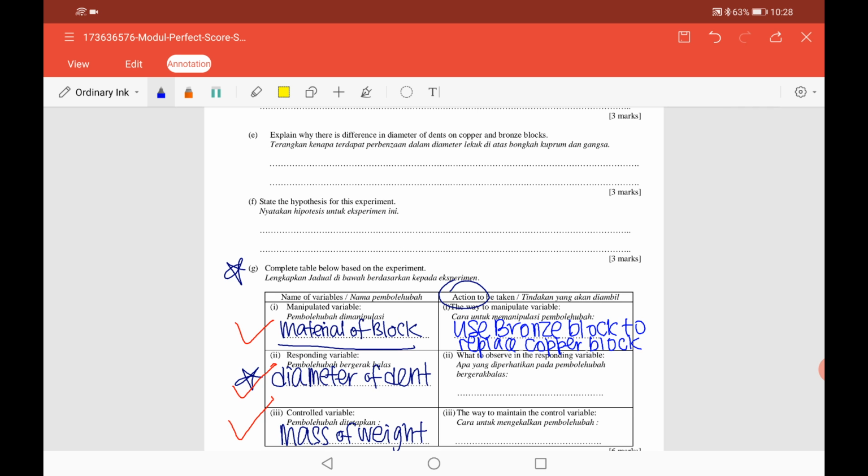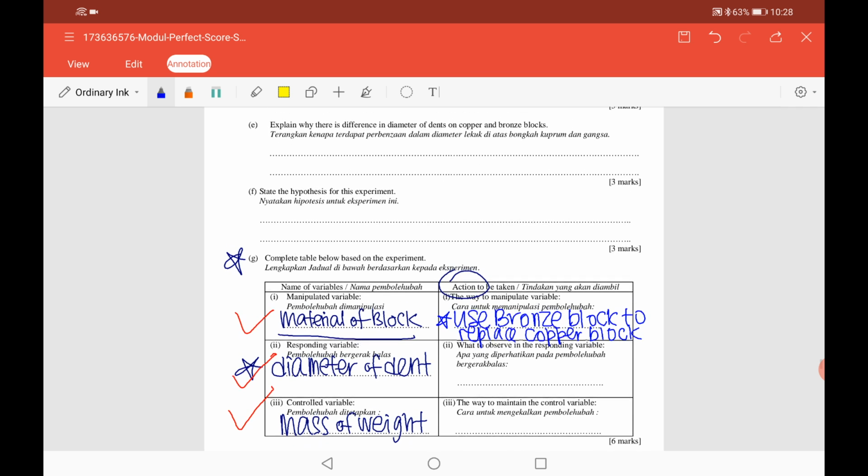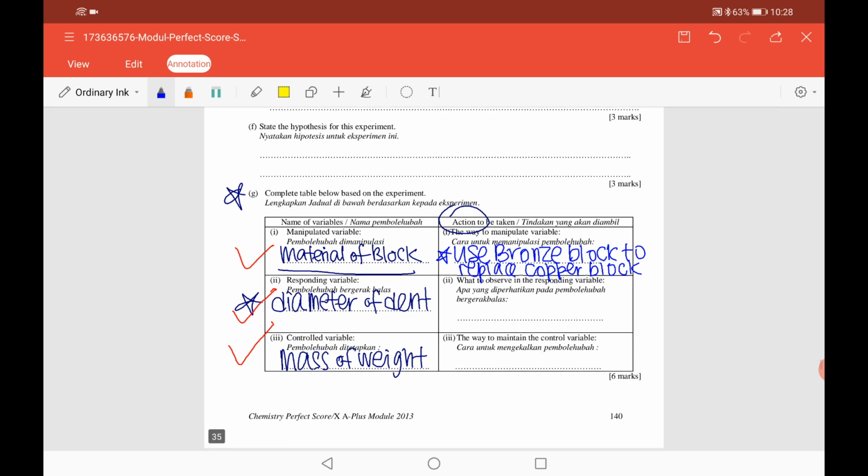So if possible, start with the word "use". Initially you have a copper block. So when you repeat the experiment and want to change the material, you use the bronze block to replace the old copper block.